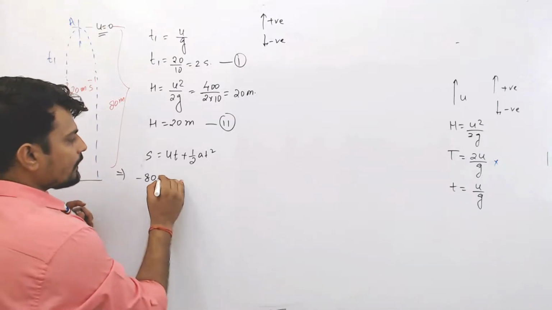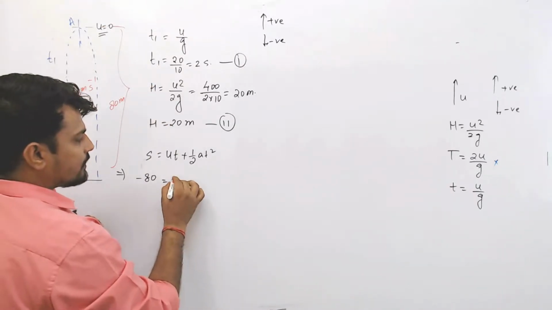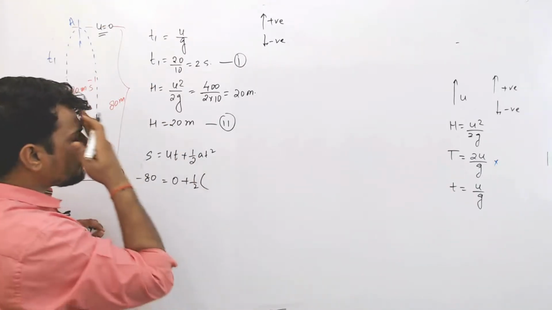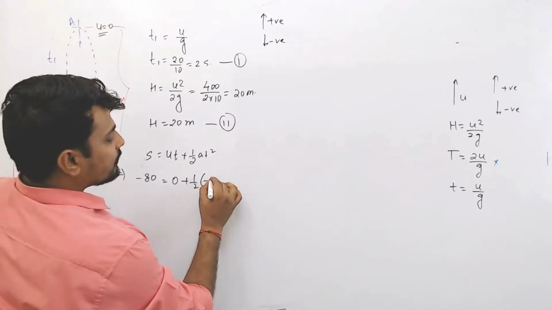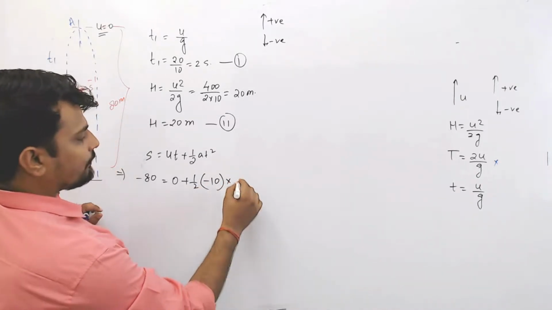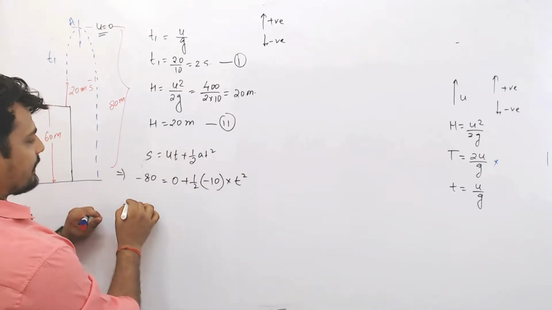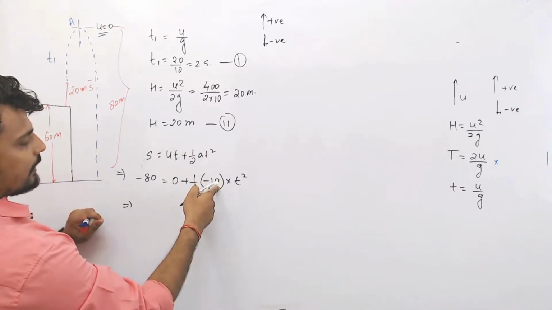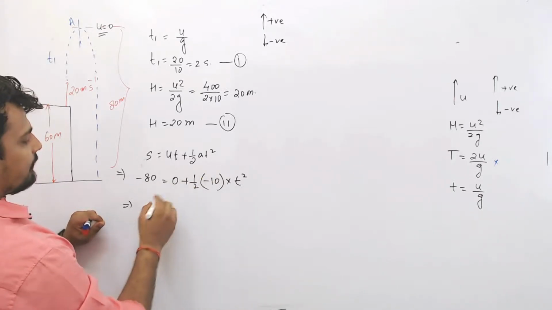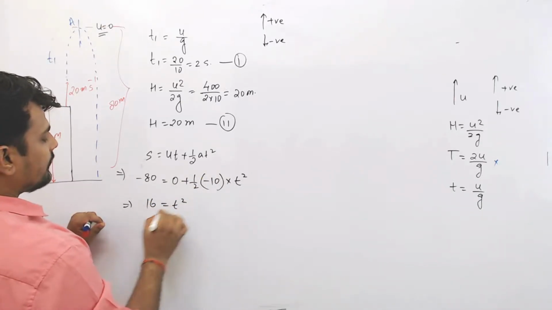All clear? Initial velocity, of course, 0. So 0 plus 1 by 2. g is going to be acting downward, so that is going to be how much? Negative 10. Time, I have no idea, let's say that is t square. So this is going to be how much? If you cancel the negative sign, 2 times 10, 5. 2 times 5 is 10. 5 times 16. 16 is going to be t square.